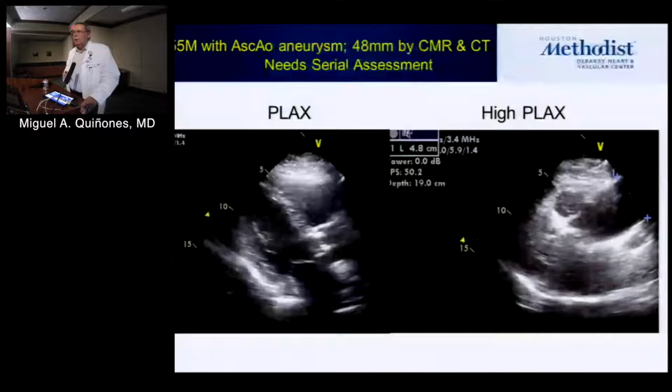So I really plead with sonographers, spend time learning and getting that view. It's a very important view. We can help them when we order the echo by specifying ascending aorta, because that way they know we want a specific look at that. Okay, so that's one practical point that I like to bring.